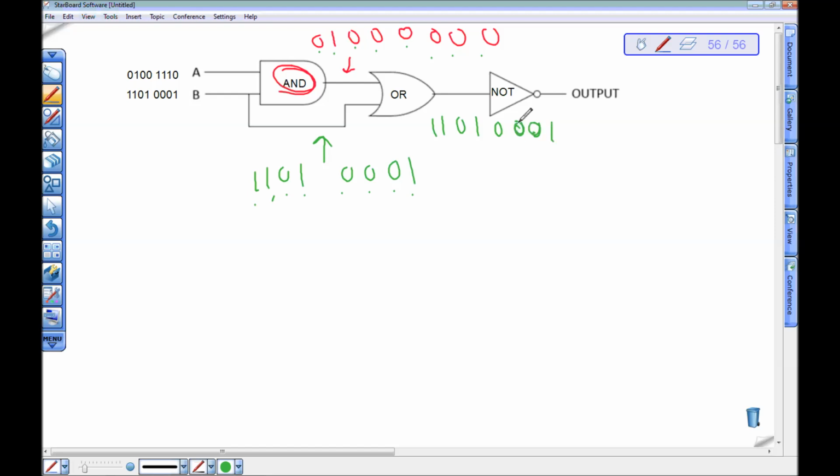Okay, now I'm going to take that, put it through this NOT gate, so I'm going to NOT it. So not 1 is 0, not 1 is 0, not 0 is 1, not 1 is 0, not 0 is 1, not 0 is 1, not 0 is 1, not 1 is 0. So if I shoot those two things through here, I'll get that output, 0, 0, 1, 0, 1, 1, 1, 0.